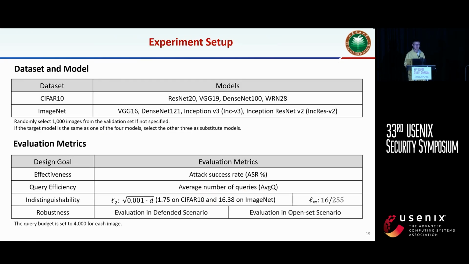We use public datasets and we evaluate DSA from 4 aspects. We mainly focus on the effectiveness and the query efficiency, the distinguishability, and the robustness.